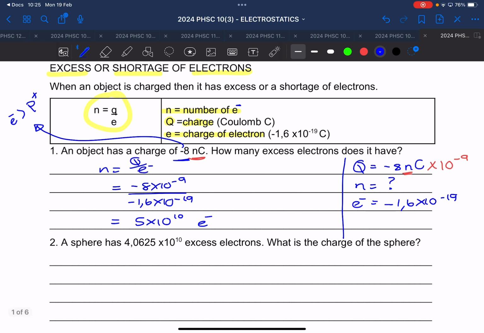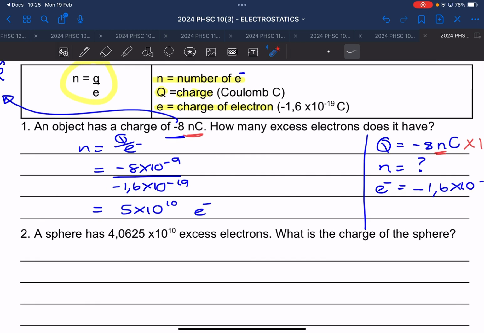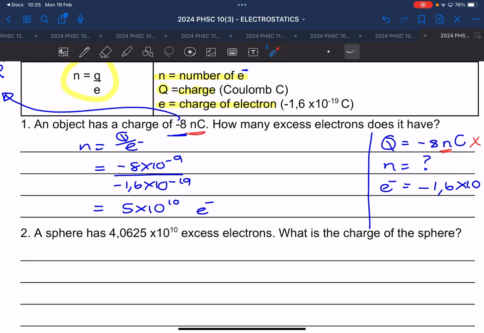I just want to say something. I don't know if you do it. I don't think so. But can you see that I don't put in here coulomb? When you substitute values, you never put in the unit with it. Your unit just goes at the end with your final answer. So you don't put the unit in between.